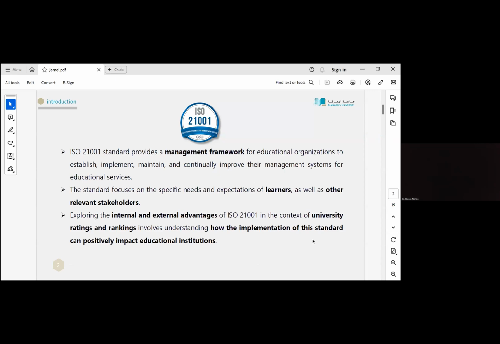And from those steps, we said the standard provides a management framework for education organizations to establish, implement, maintain, and continually improve their management system for educational services. This is one of our beliefs. Also, the standard focuses on the specific needs and expectations of learners as well as other relevant stakeholders. For that reason, we are going to explore the internal and external advantages of ISO 21001 in the context of university ratings and rankings, which would involve understanding how implementation of this standard could positively impact the educational situation.